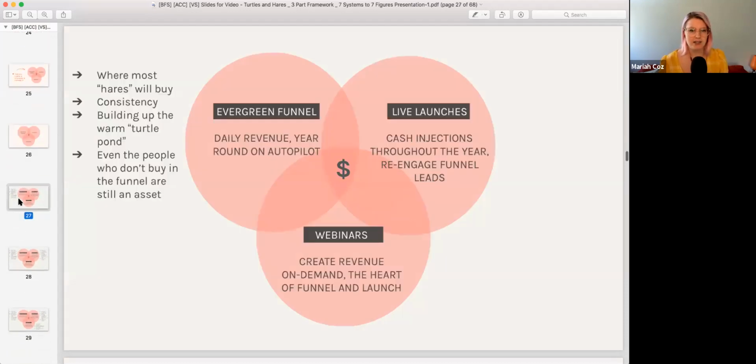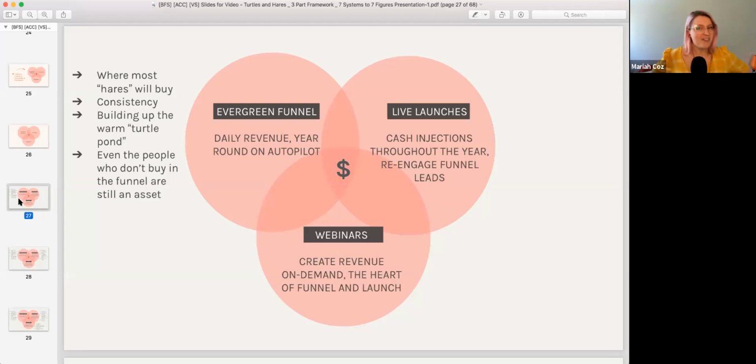So let's talk about how these things actually fit together. An evergreen funnel is the part of your business that is responsible for daily revenue coming in year-round on autopilot. It is the system in your business that gives you consistency. It means that sales are coming in every single day through automation. You are not out there hustling for those sales. It is all happening through automation. And it is the ultimate goal of every course creator to build that evergreen funnel that can bring in sales on autopilot year round every single day so that you have consistency and stability in your business, right?